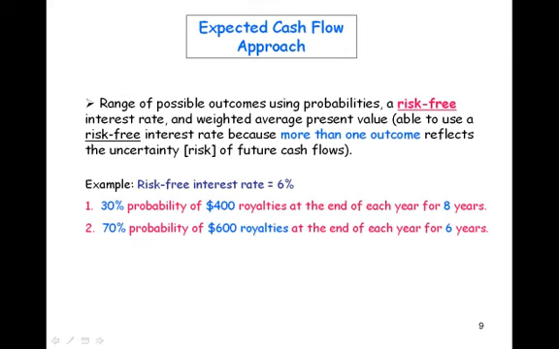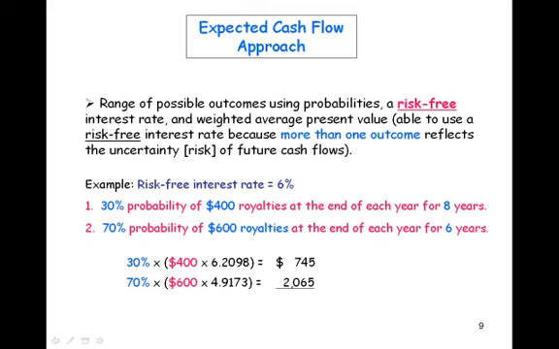We'll also assume that there are 2 probabilities with different amounts of royalties to be received each year over different periods of time. Note that no matter how many probabilities there might be, they always add up to 100%. Using Table 4, 6%, and 8 periods for the first probability, and 6 periods for the second, we multiply the present value by each probability. As a result, Beta should be willing to pay $2,810 for the rights to these royalties.